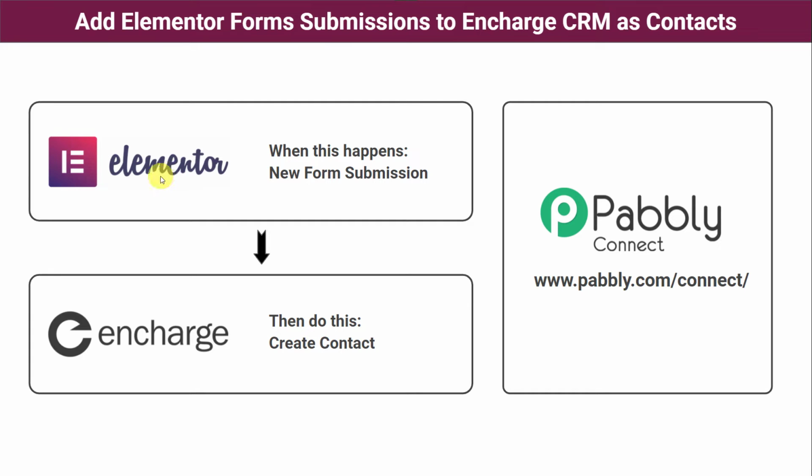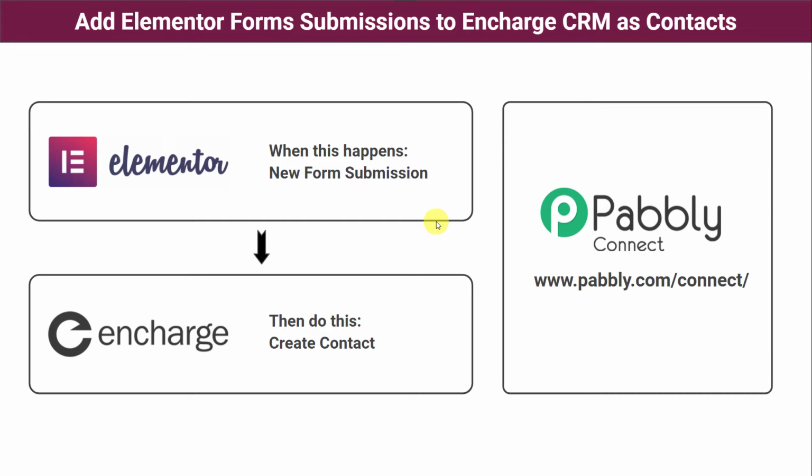The first one is Elementor Form, which is a form building software application and it is a plugin of WordPress. So in place of Elementor Forms, we can use any other form building software application like Google Forms, Paper Forms, Jot Forms, etc. And the second application we are using is Encharge, which is a CRM software application. So in place of Encharge, we can even use HubSpot CRM, Zoho CRM, Insightly CRM or any other CRM software application.